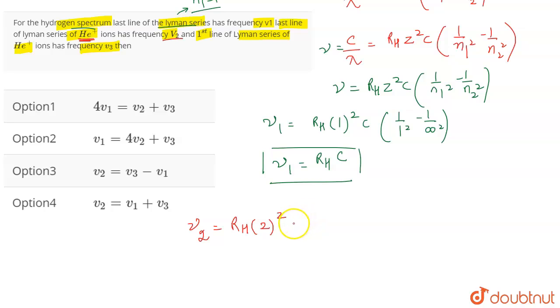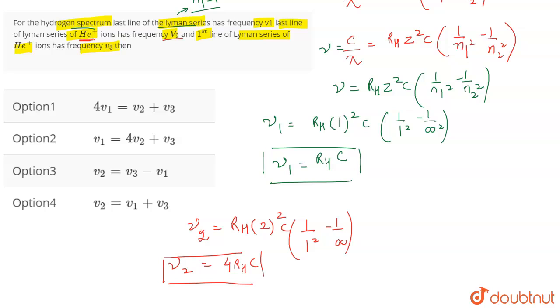Okay. So now what do we have? We have 1 by 1 square minus 1 by infinity, just like we had in the above case, because they are also talking about the last line. So this becomes nu2 is equal to 4 RH into C. This is the value for nu2.